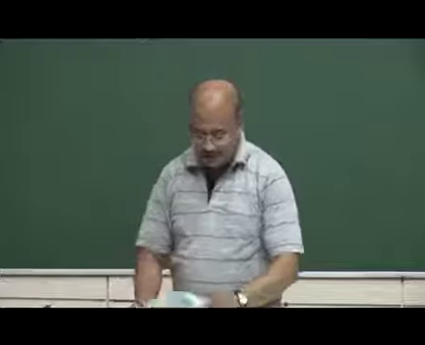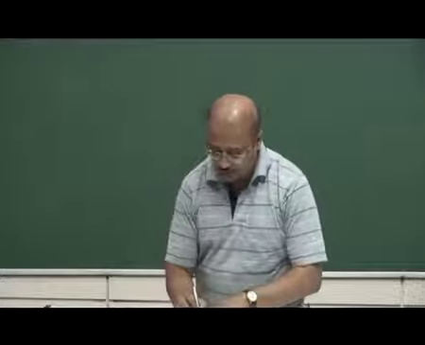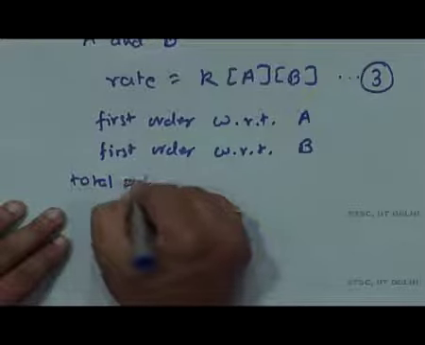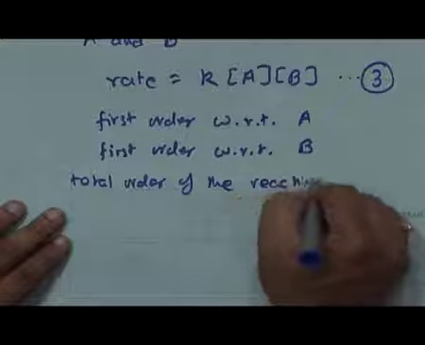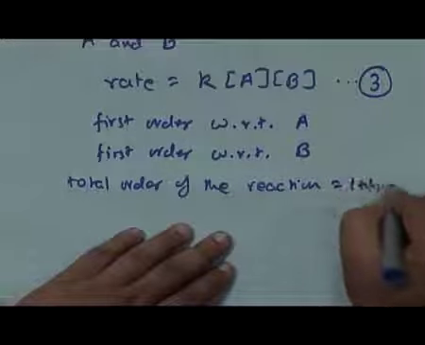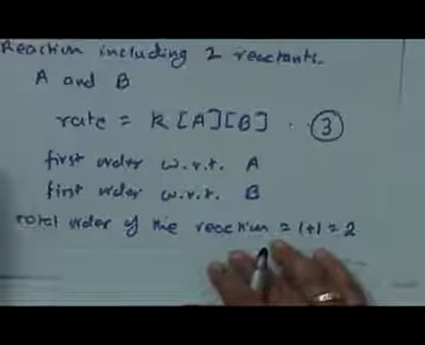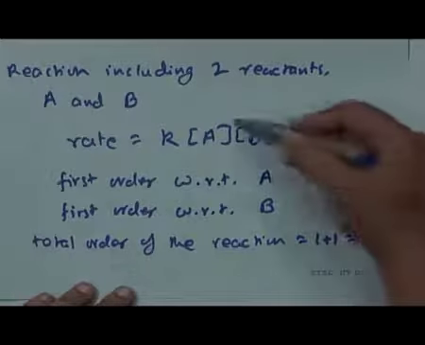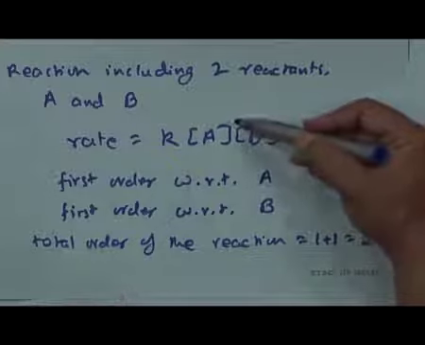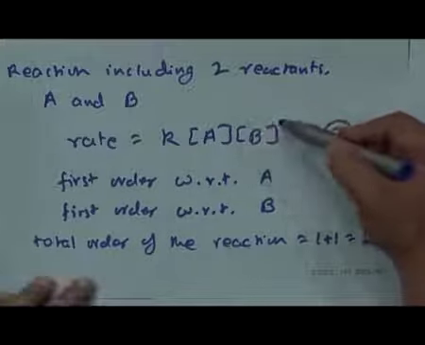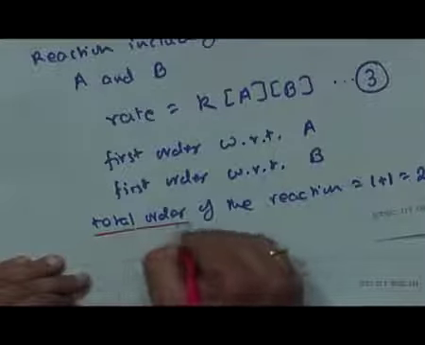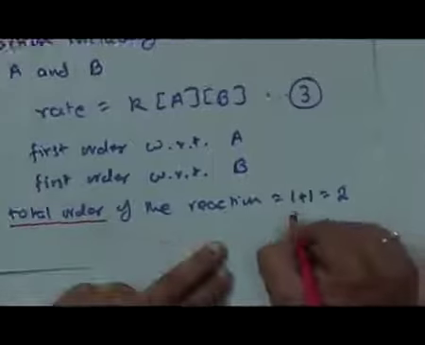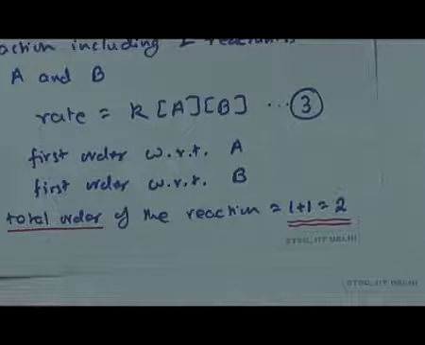Then what we can say is that the total order of the reaction is 1 plus 1 equal to 2. So, what does it mean? That the total order of the reaction is the sum of the exponents, where the exponent for A is 1 because first order with respect to A, and the exponent of B is 1, first order with respect to B. So the total order here of the reaction then is 1 plus 1, which is equal to 2.